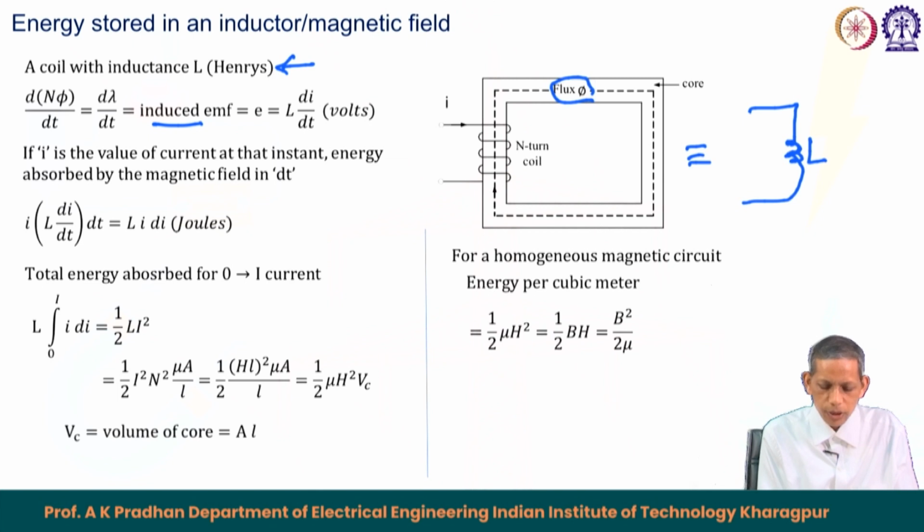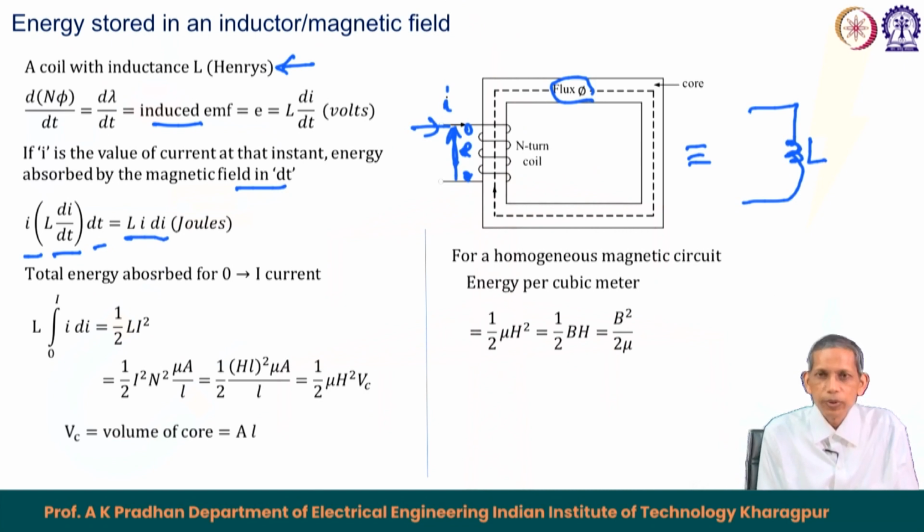So, we see here the induced voltage across this point is E, and the current entering this circuit is I. So, the power becomes E into I, and in a time dt the corresponding energy is E into I into dt. That becomes equal to L I dI joules.